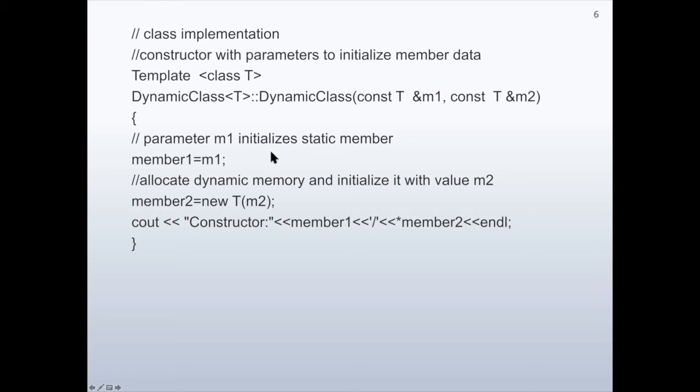Parameter m1 initializes the static member. Member 1 is assigned value m1. And also we allocate dynamic memory and initialize it with value m2. By new operation, an object of type T is created. It is initialized with value m2, and the address of the object just created is loaded into member 2. Then we have an output statement saying that the constructor is called. The value of member 1 is outputted, slash, the value of the object pointed by member 2 is outputted, and then we have end line, and this is the end of the constructor with parameters to initialize member data.